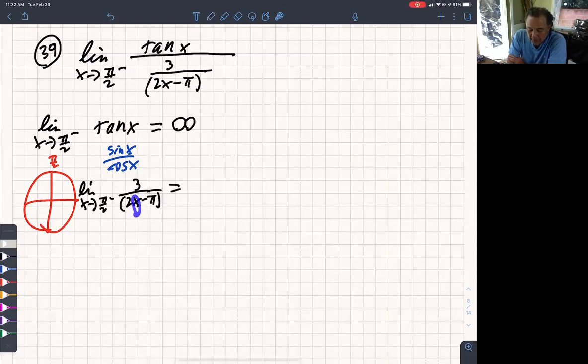so you put pi over 2 there, you get pi. Pi minus pi is 0. So it's approaching 3 over 0, which is going to be some kind of infinity. Is it positive or negative? Just to clarify, you're approaching pi over 2 from numbers smaller than pi over 2, because you're approaching from the left. So pi over 2 times 2 is pi, but we're approaching from smaller than pi over 2, so it's going to be less than pi. Less than pi minus pi is going to be a negative number close to 0. So it's actually going to be negative.